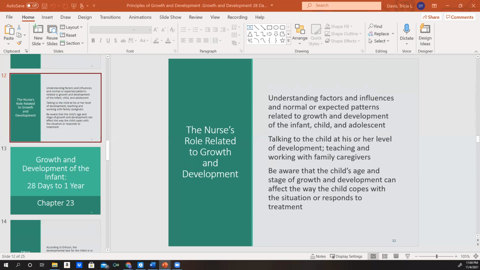It's going to help us ask those age-related questions. We should keep in mind that when we're talking to the child, we should always talk to them at his or her level. If they're 7 or 8 years old, we don't want to talk to them like they're 2 and vice versa. And then we want to make sure that because they're children, we're also teaching their caregivers, their parents, and we're working with those caregivers. And we should always be aware that the child's age and stage of growth and development can affect the way that the child is coping with the situation or the way they respond to treatment.